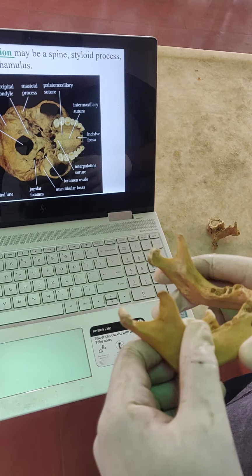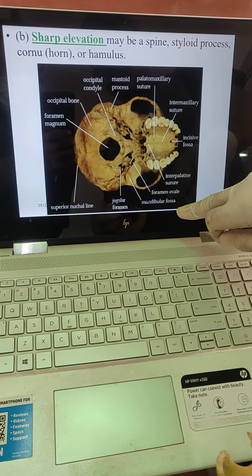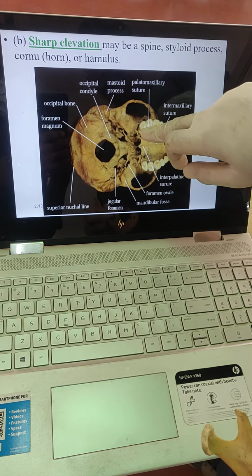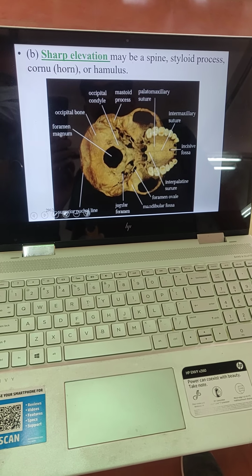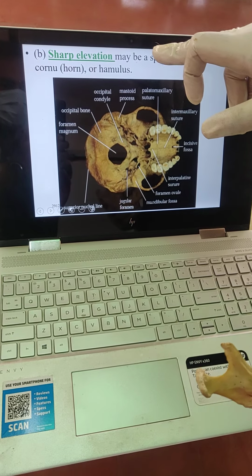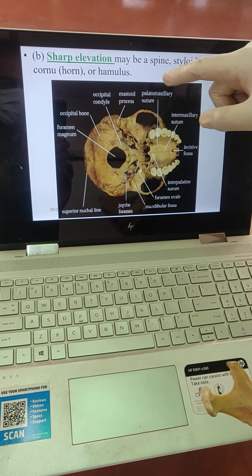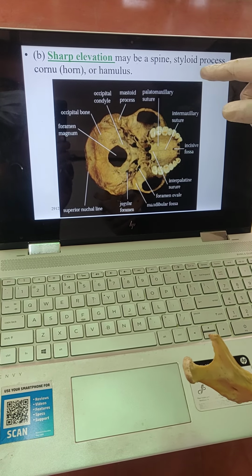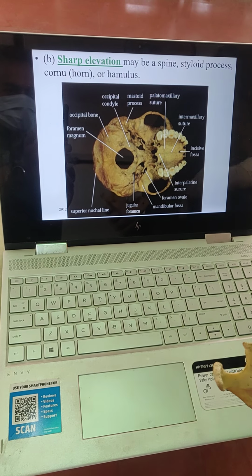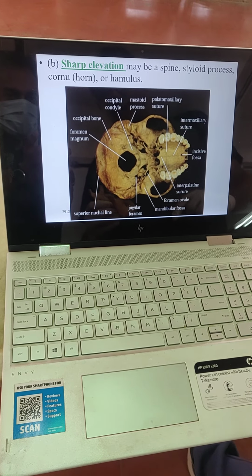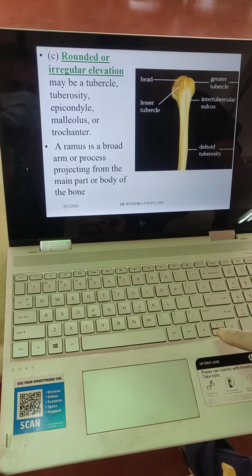Or inside the skull, it is the elevated area. Here it is called the humulus. So a sharp elevated area, like an elevated area from the bone, may be mentioned as a spine, a process, a cornu, or a humulus. So in different places the name is given differently.